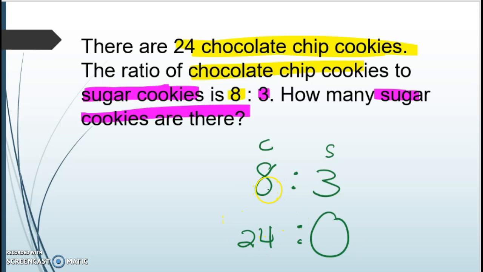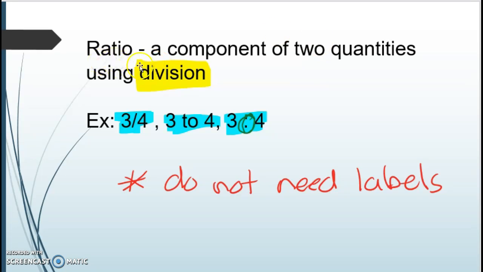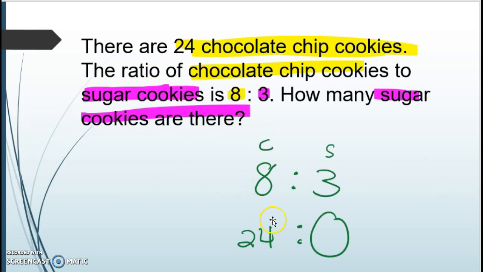Now, we don't really want to talk about adding and subtracting, because remember, if we go back to our definition up here, we're using division. So we want to think about how we get to 24 using multiplication or division. So obviously division wouldn't work here. So we're going to look at our multiplication. 8 times what gets me 24? That answer would be 3. So whatever we do to one side, we need to do to the other side. So we'd have to multiply this other side by 3. And then we know 8 times 3 is 24, and 3 times 3 is 9.